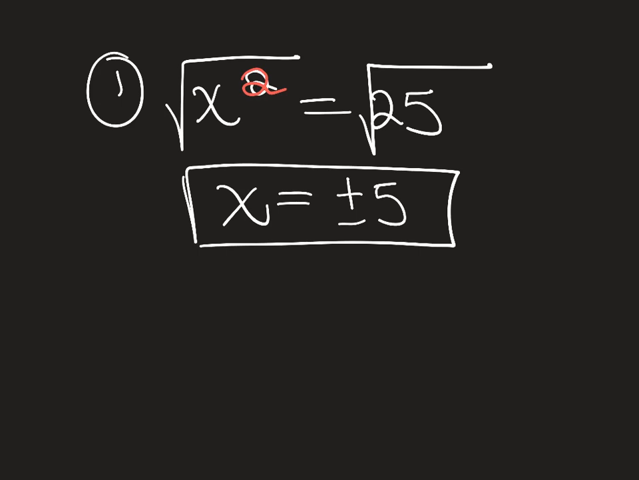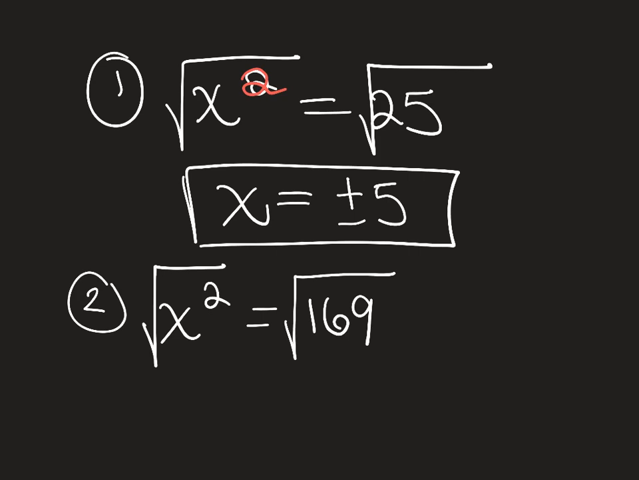Let's try number 2. Number 2 is the same idea. This time I have x squared equals 169. To undo that square, I'm going to square root and square root. So x is going to equal not just positive, but plus and minus. The square root of 169 is 13.